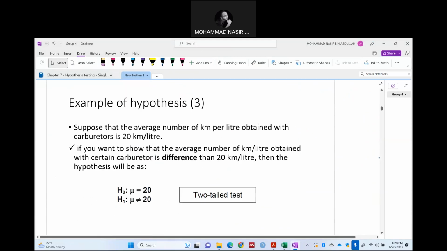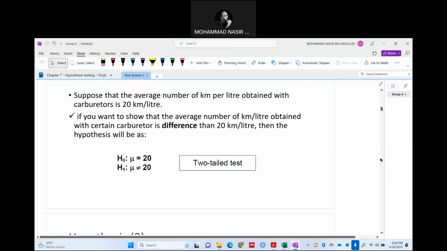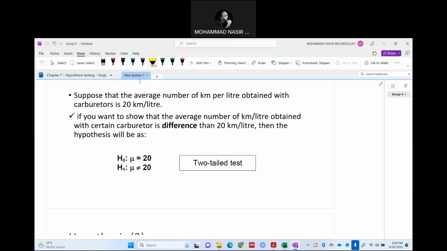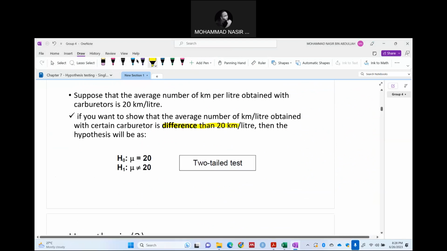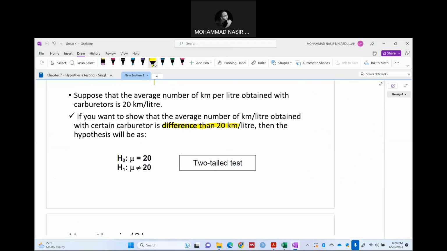So another example, this is an example of a two-tail test. In this example, we want to show that the average number of kilometers per liter obtained with a certain carburetor is different than 20 kilometers per liter. It means that it's not equal to 20. It's different. So this is the claim. The alternative hypothesis is mu is not equal to 20. When we have a not-equal sign, this means a two-tail test. So we are looking at both sides, right and left. We are going to have two rejection areas.